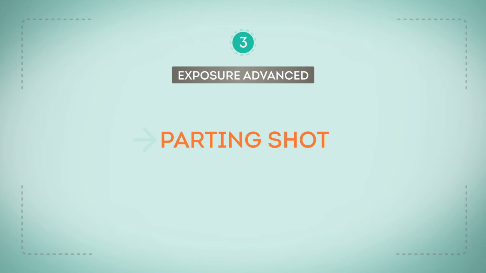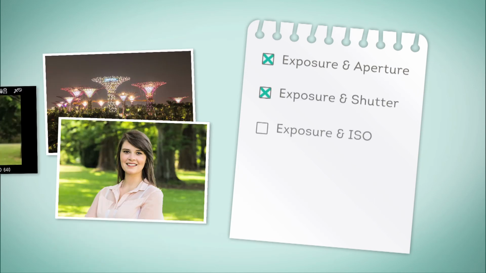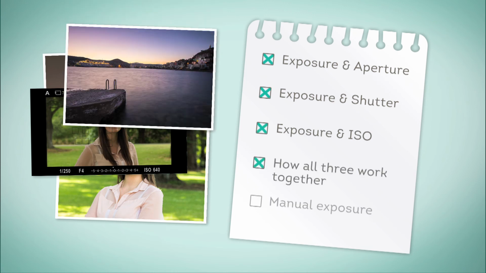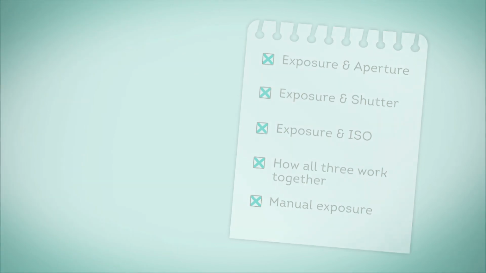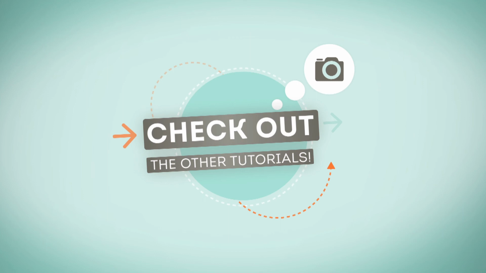Let's have a quick recap of what we've covered while looking at the finer points of exposure. Exposure and aperture, exposure and shutter, exposure and ISO, how all three work together, and manual exposure. Now that you're familiar with exposure, make sure you check out the other tutorials in the series to see how else you can take creative control of your camera.